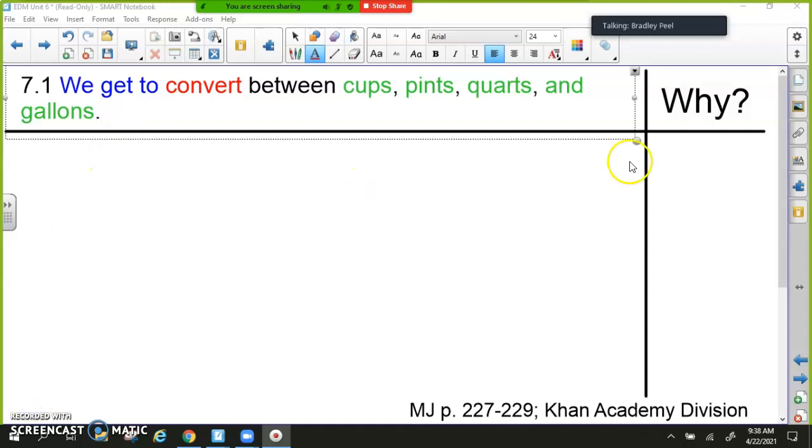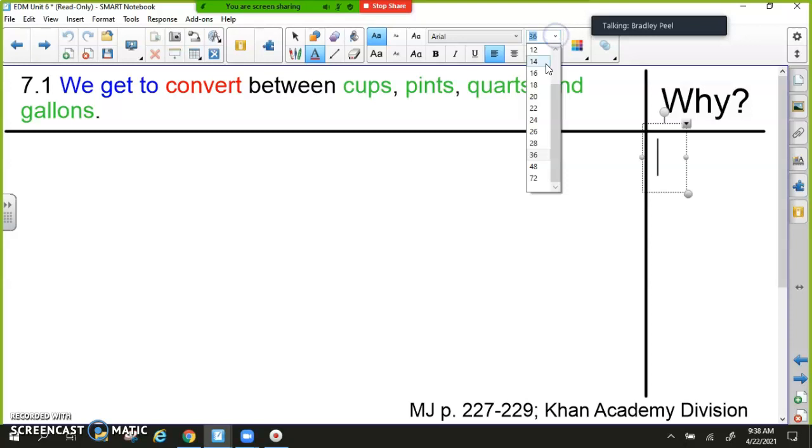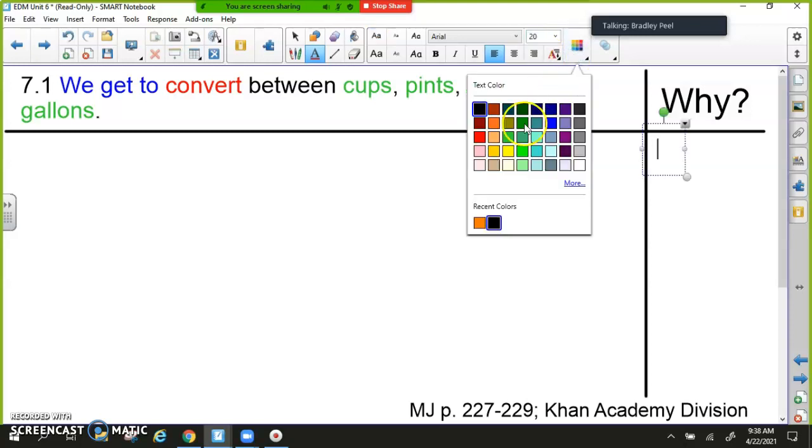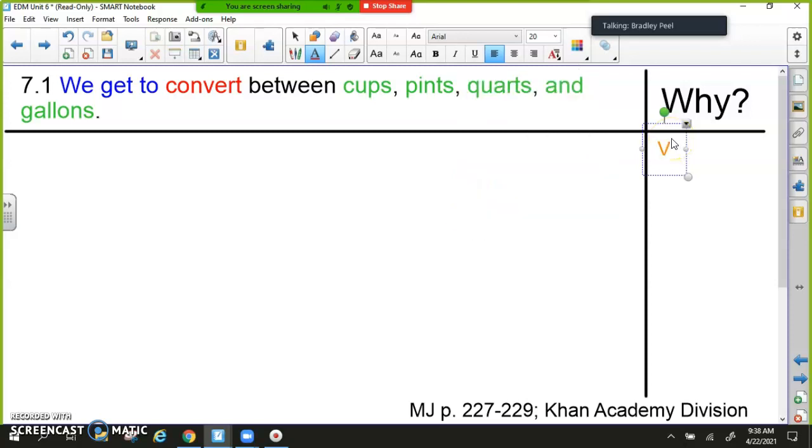Today we're working on 7.1, where we get to convert between cups, pints, quarts, and gallons. Cups, pints, quarts, and gallons are measurements in volume. So if you can imagine a gallon of milk, right?